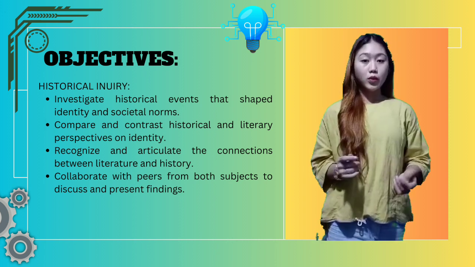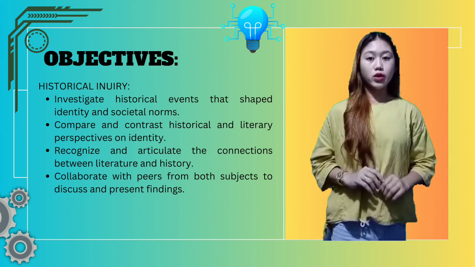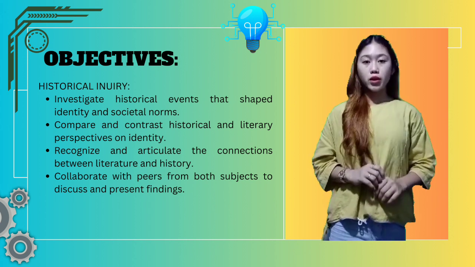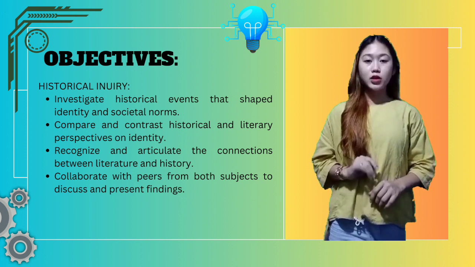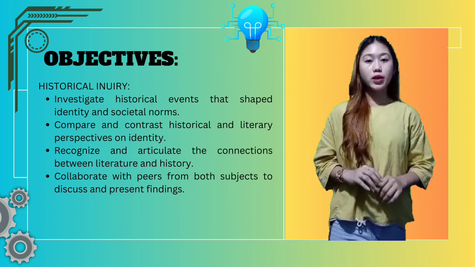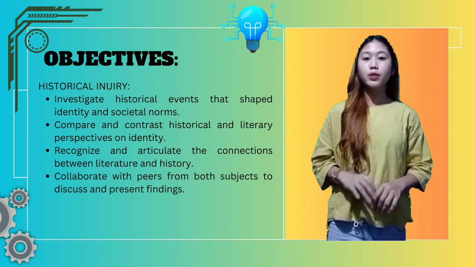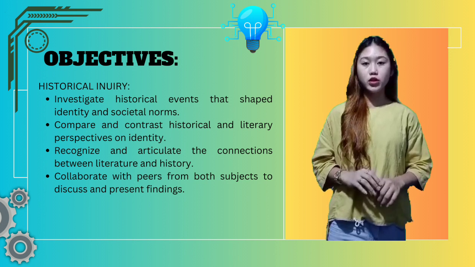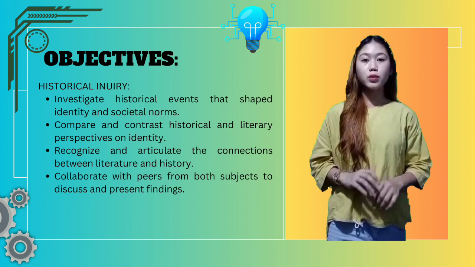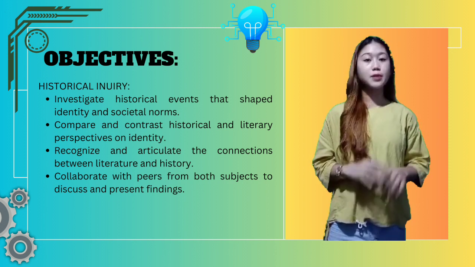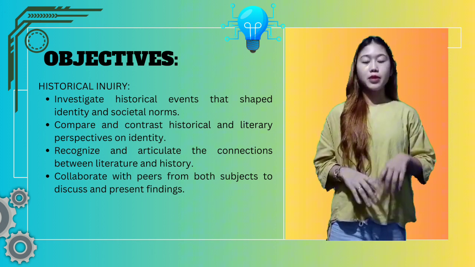Now we have the objectives. The first objective of this curriculum is to investigate how historical events shape identity and societal norms. Second, we have to compare and contrast historical and literary perspectives on identity. And the third, we have to recognize and articulate the connections between literature and history. And the last, we have to collaborate with peers from both subjects to discuss and present findings. So those things are expected in our curriculum.